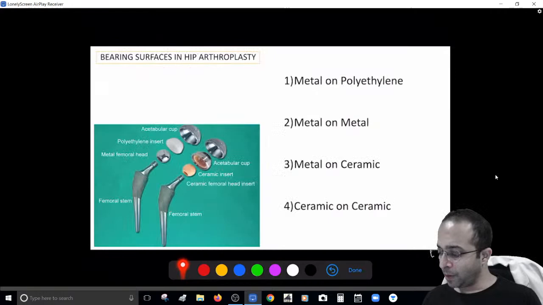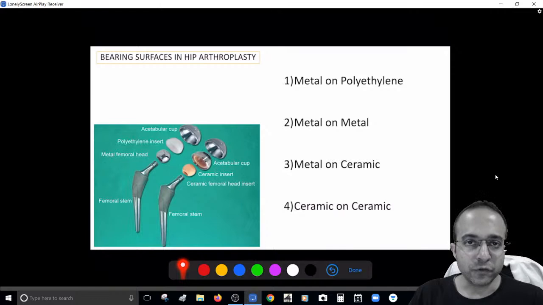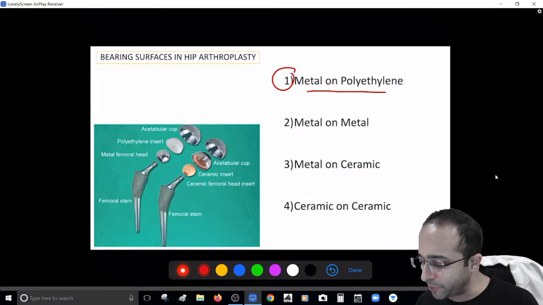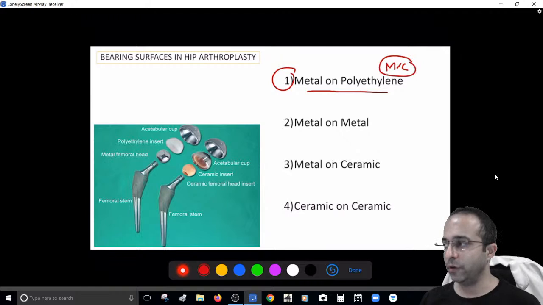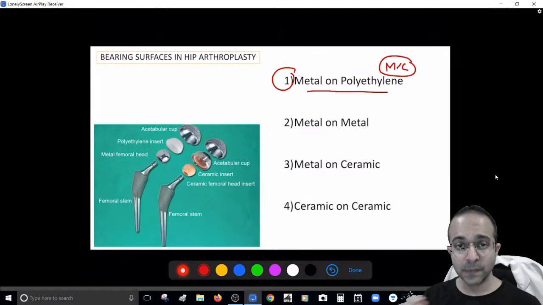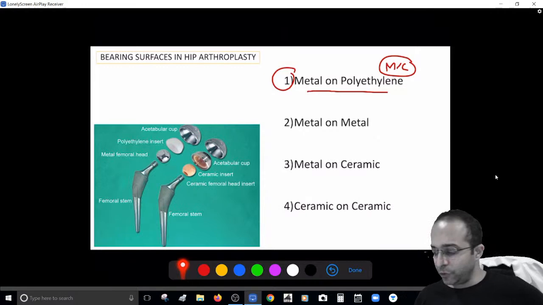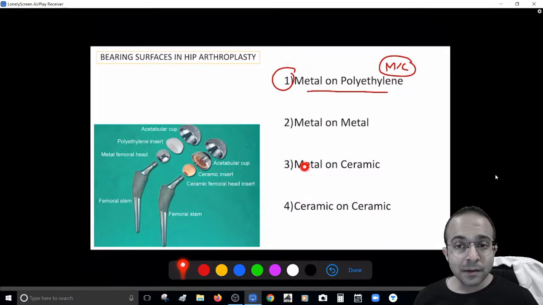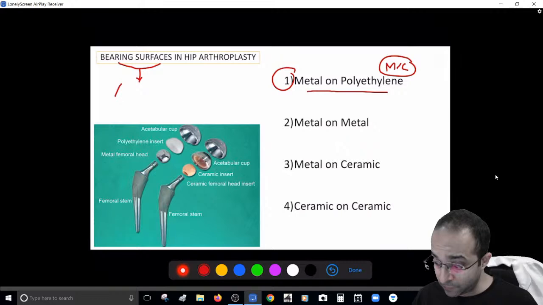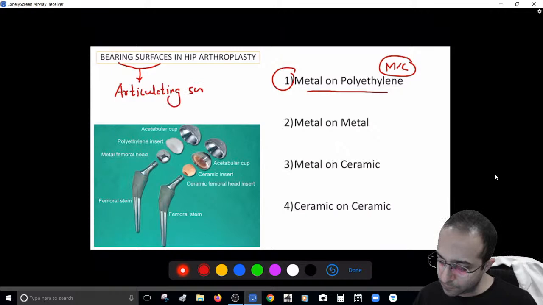Now, these are generally the articulating surfaces that are also possible apart from the metal and polyethylene articulation. This is the commonest articulation we generally use, metal on polyethylene, most of the times. But apart from it, there are some other articulations also possible, which means metal head metal liner, metal head ceramic liner, and ceramic head ceramic liner. So these are alternative articulating surfaces. The articulating surfaces in a joint replacement prosthesis are also called bearing surfaces, synonymous.